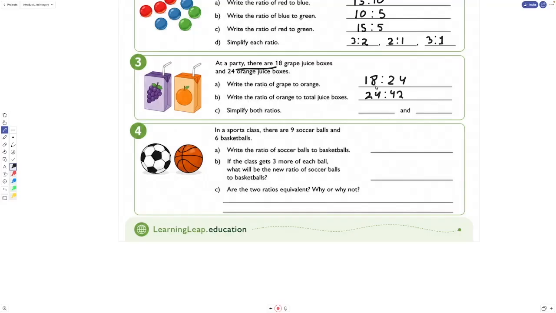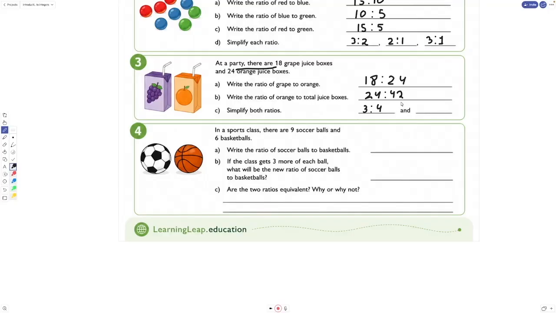Now let's simplify these. 18 and 24. What's the highest number that goes into both of them? Well, it's going to be 6. So 18 divided by 6 is going to be 3. And then 24 divided by 6, what is that going to give us? 4.